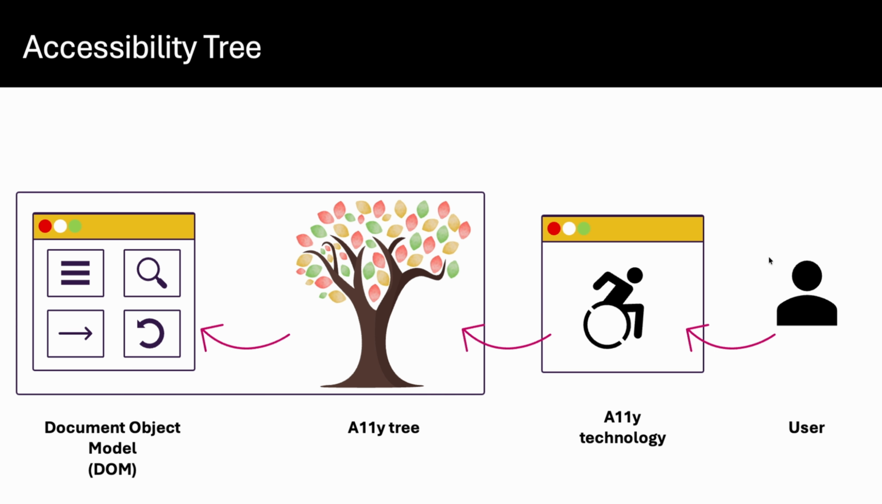Accessibility tree reads every single node which is rendered in the document object model. That information is passed on to the accessibility tree, and then the accessibility tree passes it on to the assistive technologies, and finally it is perceived by the end user.